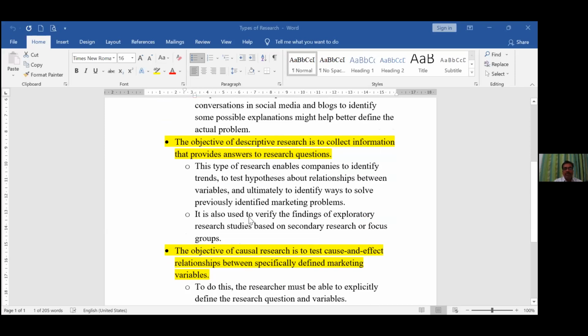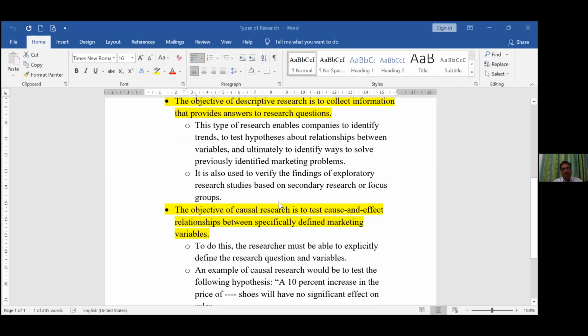Say for example, this type of research enables companies to identify the trends, to test hypotheses and the relationship between variables, and ultimately to identify ways to solve previously identified market problems.